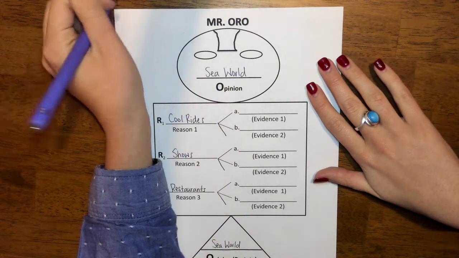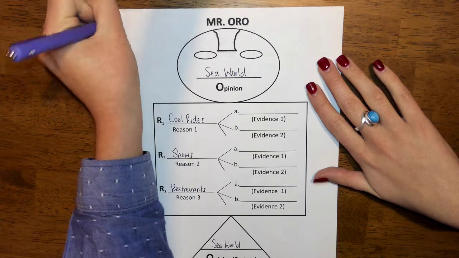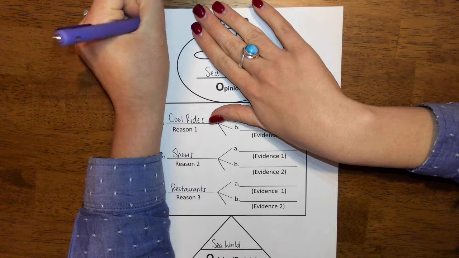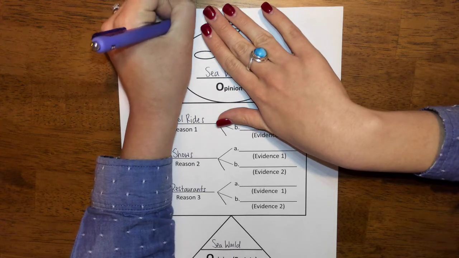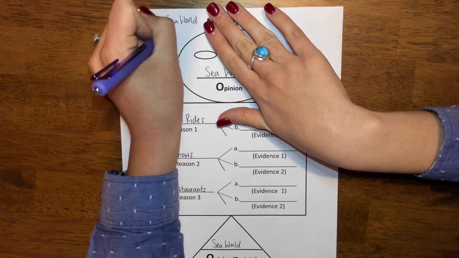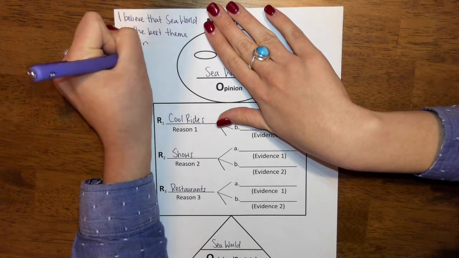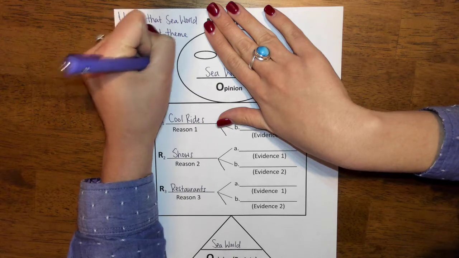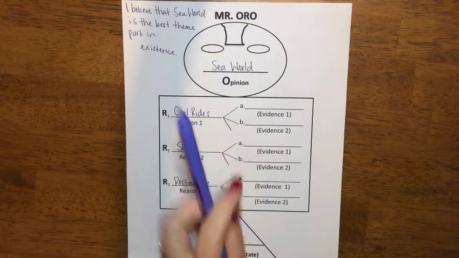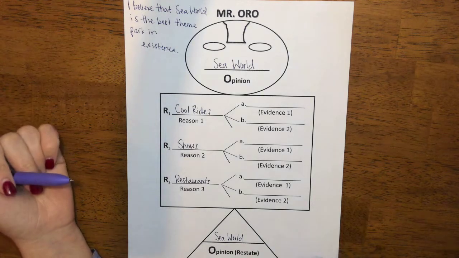Now, if I were to transfer this opinion into a topic sentence, it would look something like this. I believe that SeaWorld is the best theme park in existence. So that's what I'm going to start my piece with. What is my opinion? My readers need to know that before I tell them anything else. But I can't just tell them that SeaWorld is the best without backing it up, right? I have to prove it.